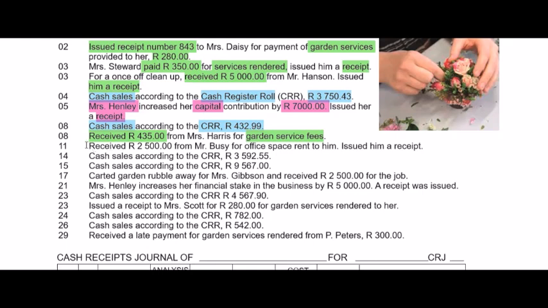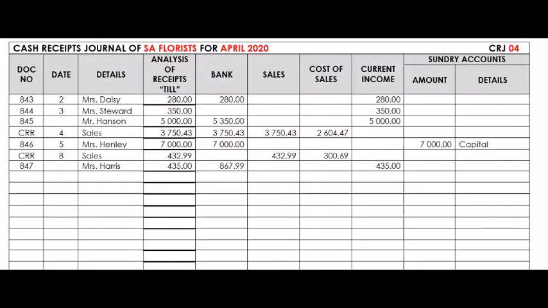The next transaction was on the 11th. It said, received 2,500 Rand from Mr. Busy for office space rent to him. Okay, now this is not for rendering a service or for making a sale. This money will be rent income because Mr. Busy rents a part of our office space, and when he pays us, we call it rent income. We issued him a receipt. The reason why I highlighted it in pink is because this transaction will also go to the sundry accounts section because there's no specific column for rent income in our CRJ.